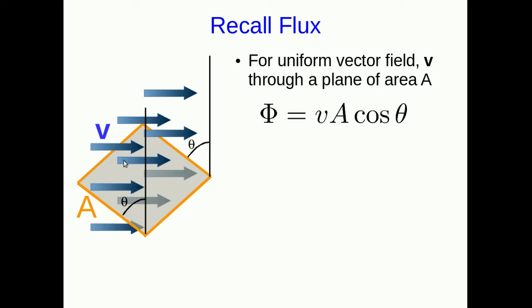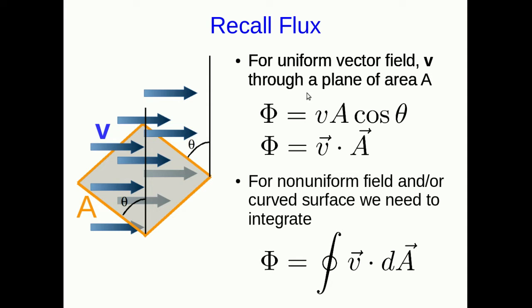the flux of this field through that area is just VA cos theta, or you can write it as a dot product of V with an area vector which is perpendicular to the surface and of the same magnitude as the area. That's fine if you have a uniform vector field through a plane, but as soon as you have a non-uniform field or the surface is curved, then you need to integrate and things get more interesting.